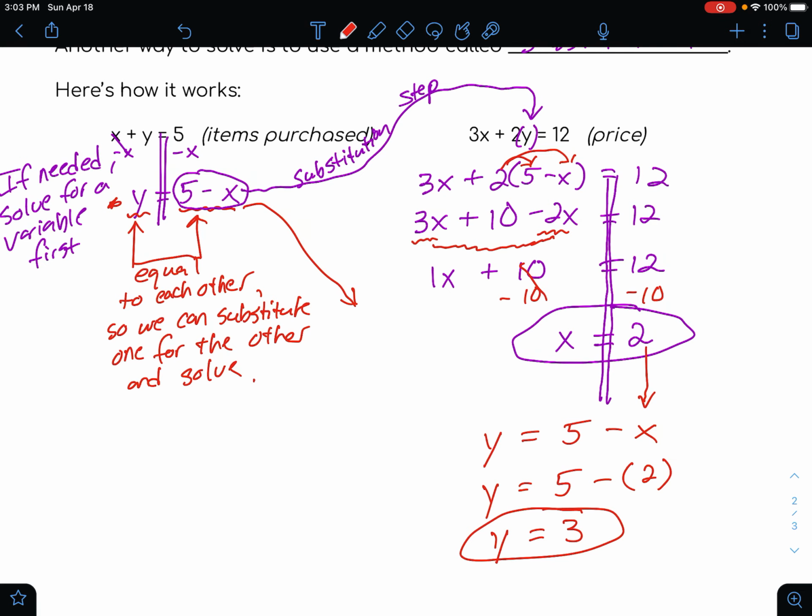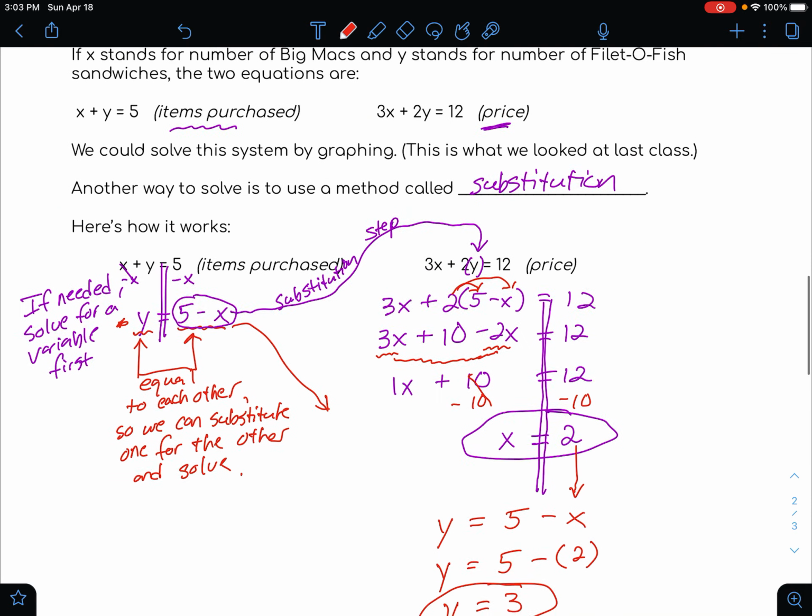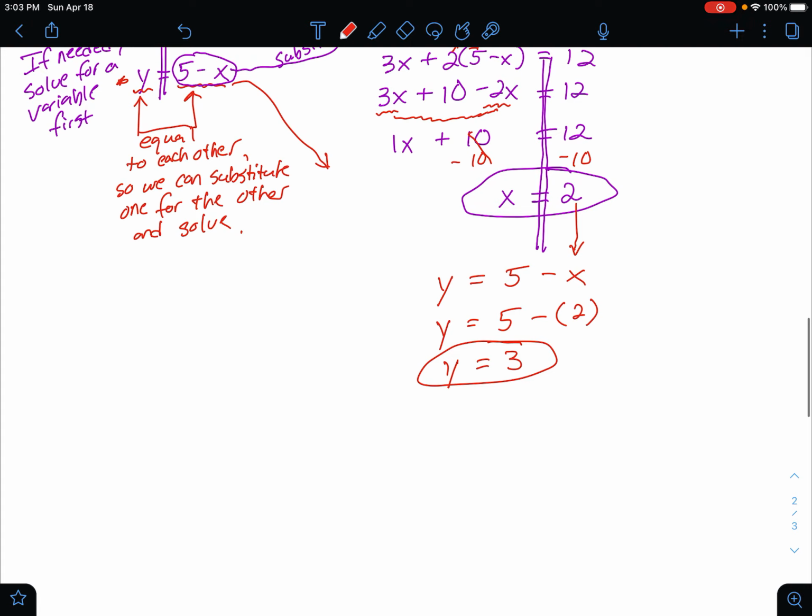And that actually makes sense, because looking at our original equations, we needed a set of x and y values that worked in both equations. In other words, we needed 5 total items, so now we have 2 plus 3, which is 5. And then if we put 2 in for x here and 3 in for y here, 3 times 2 is 6, 2 times 3 is also 6, and 6 plus 6 is 12. So if you put 3 in for y and 2 in for x, that works as well. So we found an xy pair that works in both equations, and therefore 2, 3 is our solution.